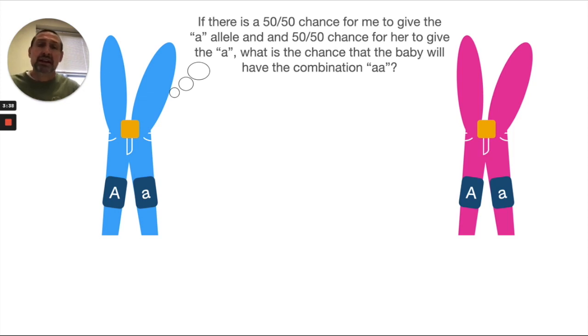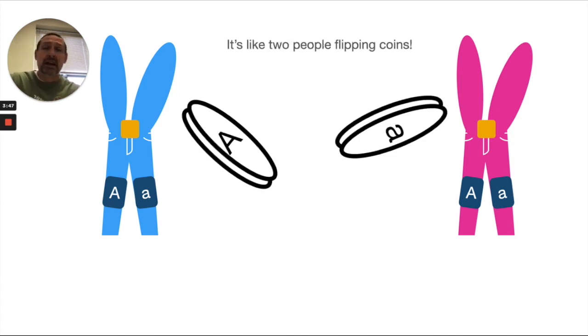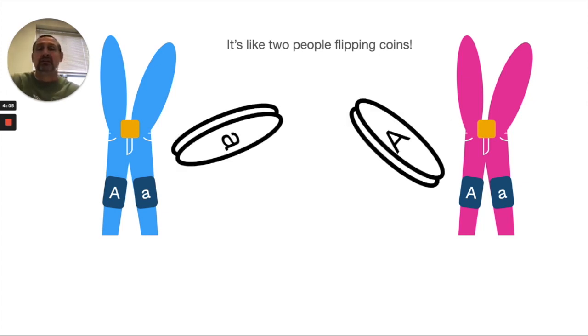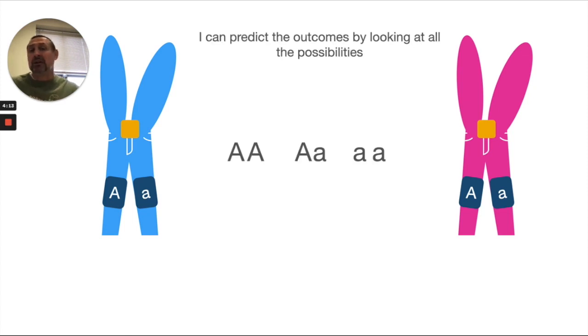So the question is, what is the chance? What's the probability that the baby is going to have a little a, little a? Well, it's kind of like two people flip a coin. Or the guy flips a coin to see if it's heads or tails, capital A, lowercase a. The girl flips a coin to see if it's heads or tails, capital A, lowercase a. And we see what the result is. What we're trying to figure out is calculating the probability of a certain outcome. So they flip their coins, whatever the outcomes are, we want to predict what's the probability of getting a little a, little a. Well, these are the four different combinations we can get.